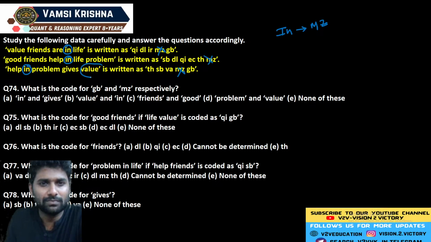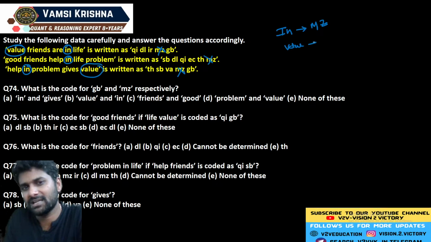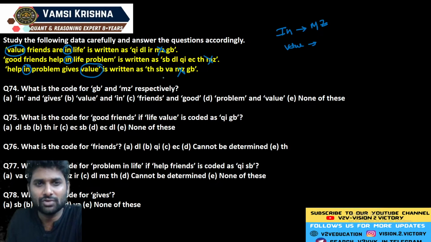Okay, let me take value. Value is repeated in first and last. What can be the code language for value? Not DI, QI, not GL, not IR. It's GB. Value code language is GB. Next one.